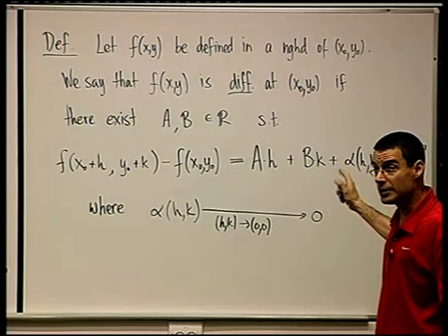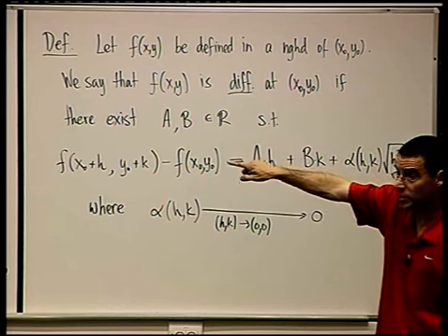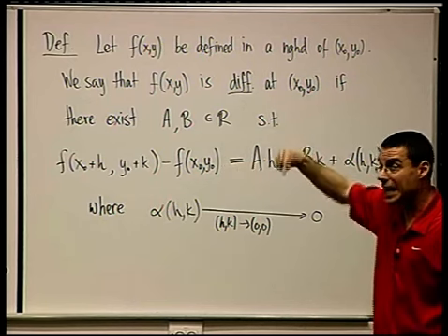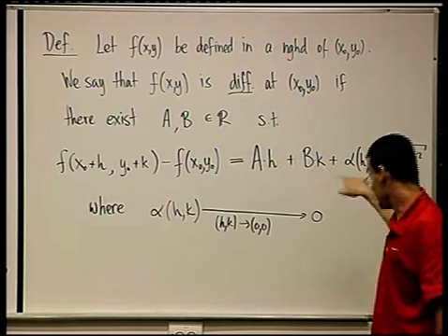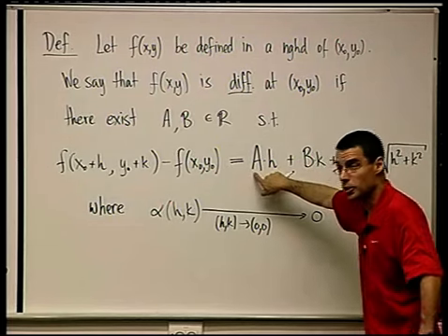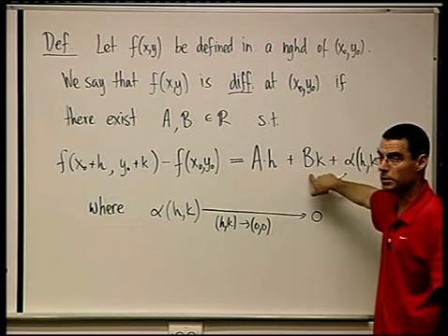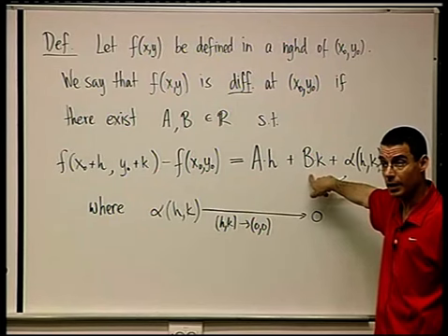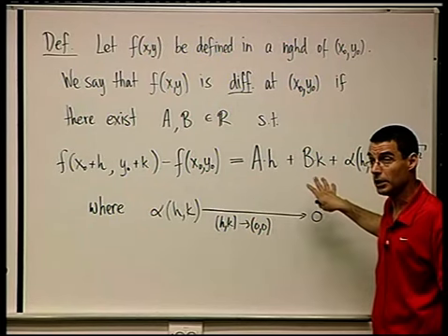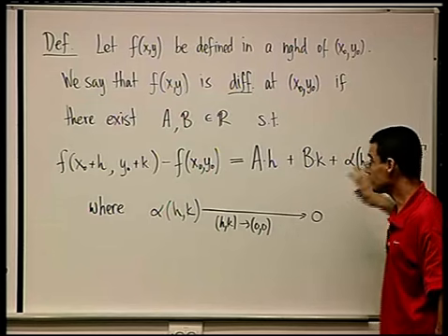And it is. Just like in the single variable case, where a was the derivative, here this is going to be the partial derivative with respect to x, and this is going to be the partial derivative with respect to y. So they are going to be related. We'll see that in a minute.